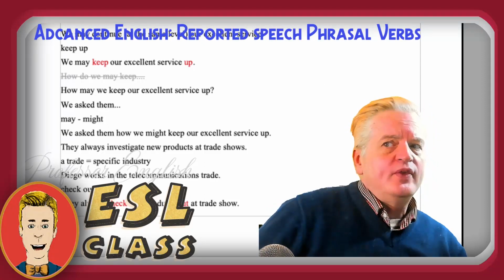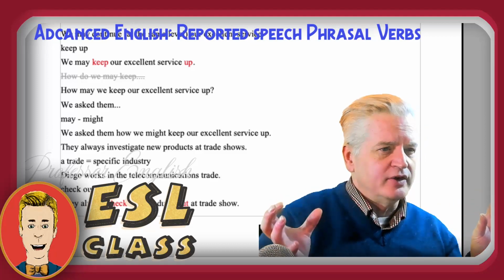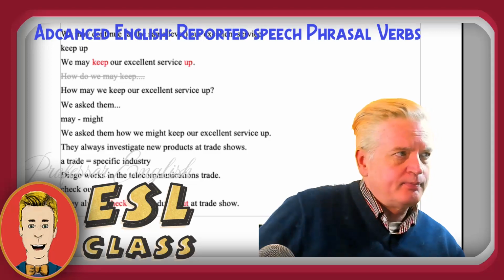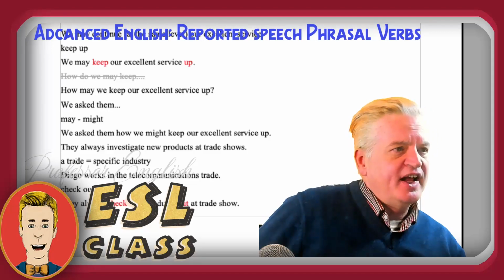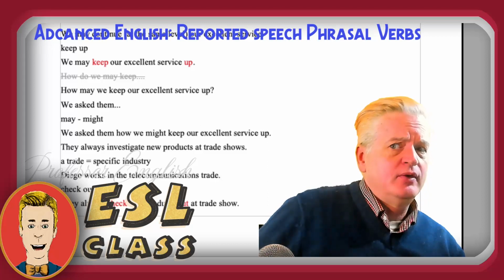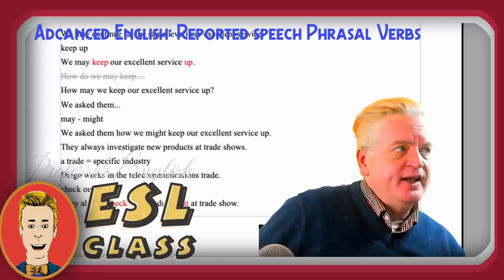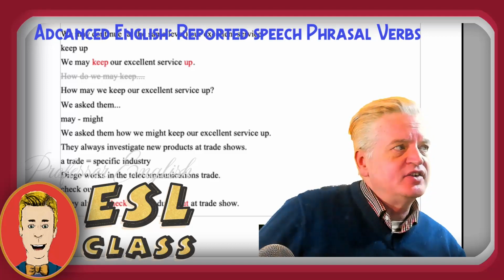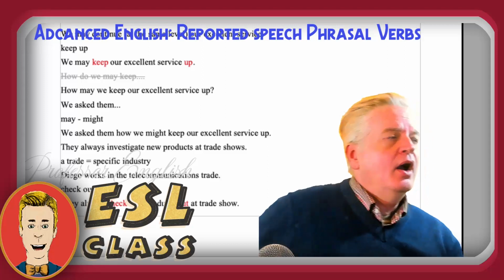Now, this is a separable phrasal verb, so we can put the object inside of the verb. Keep our excellent service up. We may keep our excellent service up.